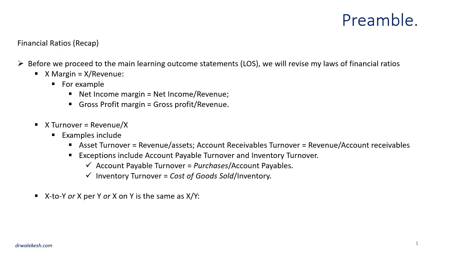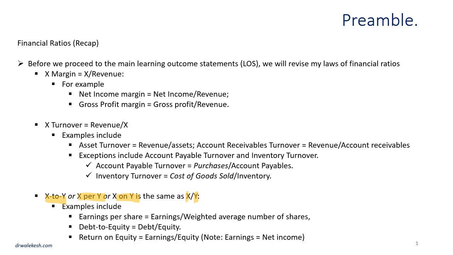So moving on to my third law of financial ratios: X to Y, X per Y, or X on Y is the same thing as saying X over Y. A typical example is earnings per share. This will be earnings available to ordinary shareholders over weighted average number of shares. Debt to equity will be debt over equity. Return on equity, return is the same thing as earnings. That will be earnings over equity. Please don't forget that your earnings is the same thing as net income.